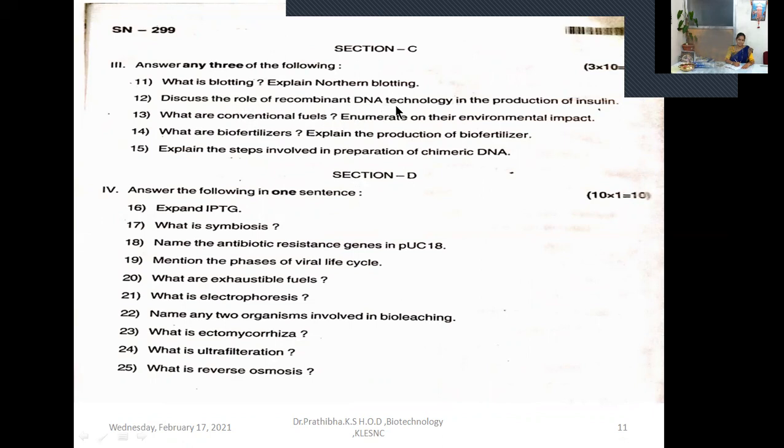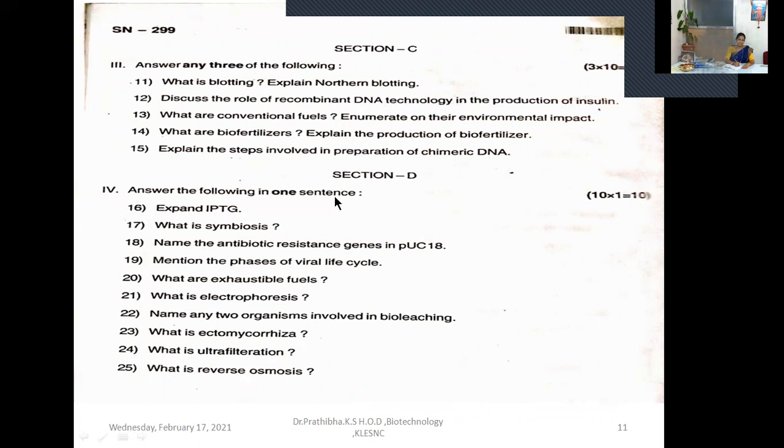Discuss the role of recombinant DNA technology in the production of insulin. What are conventional fuels? Enumerate their environmental impact. What are biofertilizers? Explain the production of biofertilizer. If I'm going very quick, I'm telling you repeatedly, pause the video and make a note. Explain the steps involved in preparation of chimeric DNA. Chimeric DNA in the sense that is recombinant DNA.